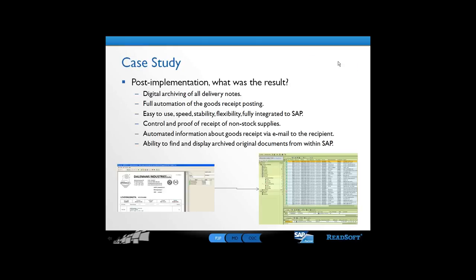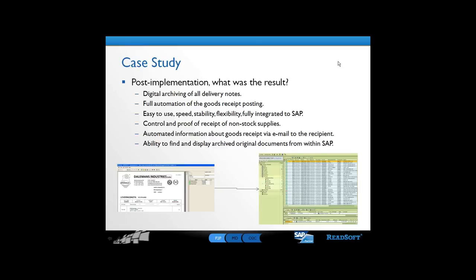So in terms of the solution and post-implementation, in terms of what the results were, they were able to fully automate the goods receipts posting. And that's the key objective, because that then gets it into the AP matching process to get faster, quicker and higher quality three-way matching as part of the AP process. All the information and associated documents were automatically linked and digitally archived, associated with the delivery notes and the SAP transaction. Also, it was deployed in a way that was easy to use, quick, stable and flexible, and fully integrated into their SAP environment.